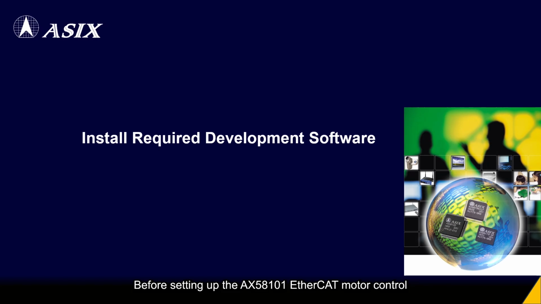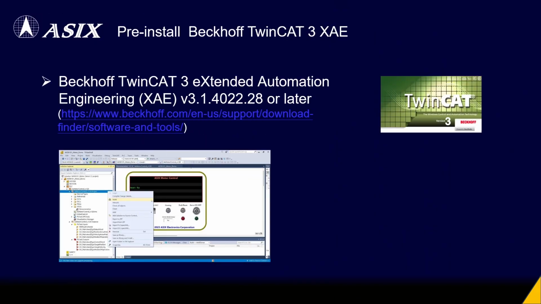Before setting up the AX58101 EtherCAT motor control development environment, engineers must first prepare and install the required EtherCAT development tools. On the Windows-based EtherCAT main device platform, the Beckhoff TwinCAT 3 XAE tool should be pre-installed to enable TwinCAT PLC software development and debugging.